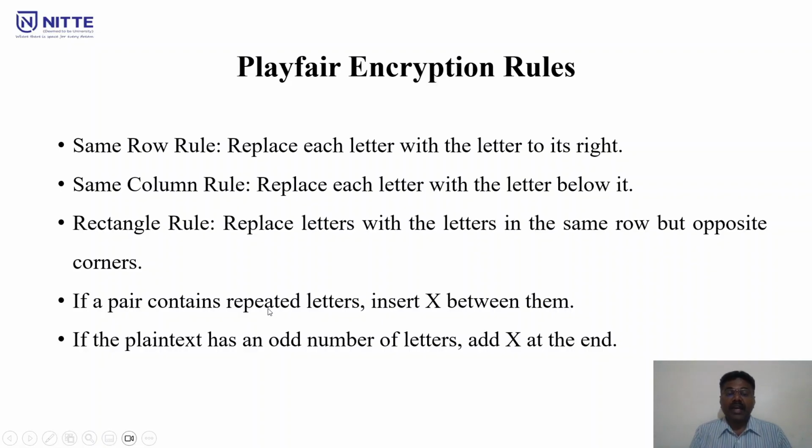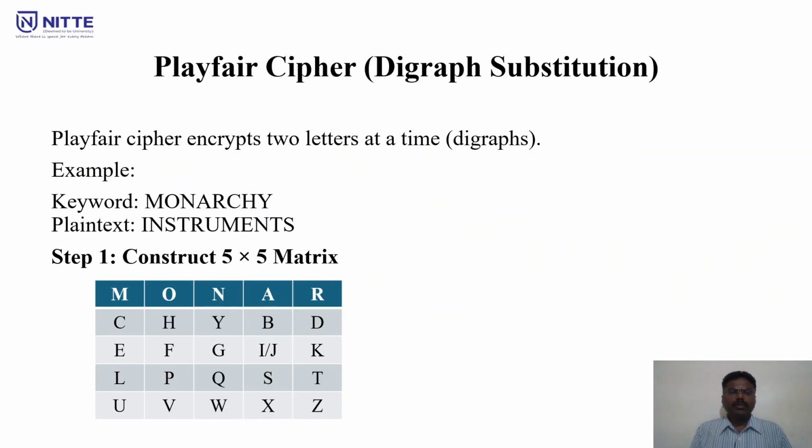And if a pair contains repeated letters, as in the case of HELLO, HELL, then we insert one dummy letter, X, between the two repeated letters. And if the plain text has an odd number of letters, then we can add a dummy letter at the end to make it even. So these are the rules we have to follow. So when it comes to Playfair cipher, it encrypts 2 letters at a time.